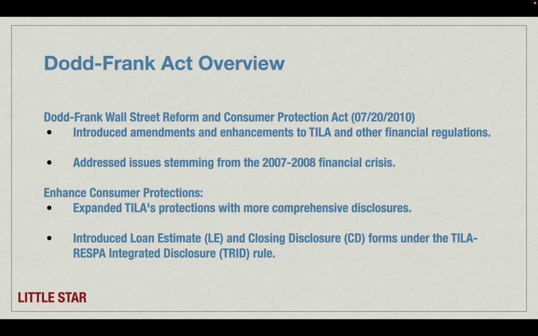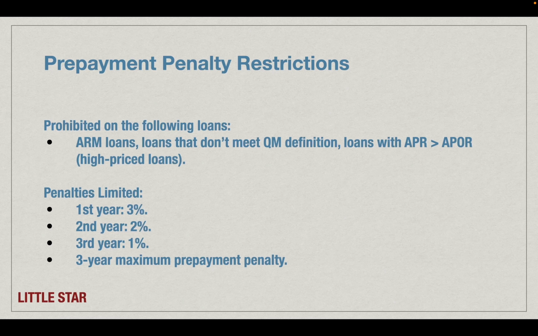It also introduced the loan estimate, LE, and closing disclosure, CD, forms as part of the TILA-RESPA integrated disclosure, TRID, rule. Dodd-Frank put limits on prepayment penalties. It banned them for adjustable-rate mortgages, ARMs, loans that don't meet the qualified mortgage, QM, definition, or high-priced loans. If there are prepayment penalties, they're limited to 3% in the first year, 2% in the second year, 1% in the third year. The penalty period is capped at 3 years.